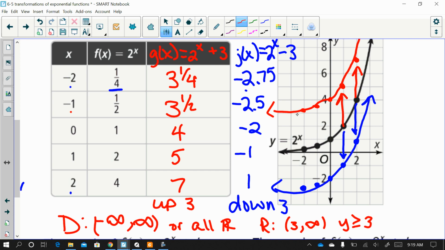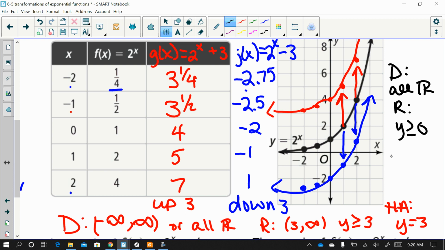Also notice I'm getting closer and closer to this line. That's what we call the asymptote. The vertical asymptote, or excuse me, let me erase that, not vertical. The horizontal asymptote is just the line y equals 3. Normally, our domain is all real numbers. Our range is y is greater than 0. And our asymptote is y equals 0. So notice everything moved up 3. Domain does not change, range changes, and the horizontal asymptote will change.